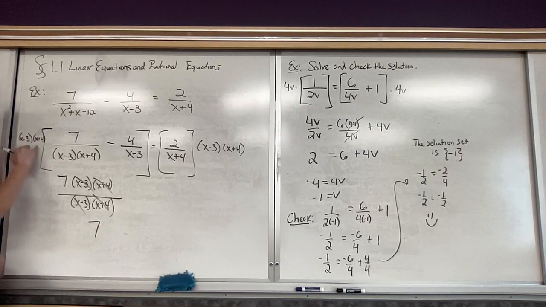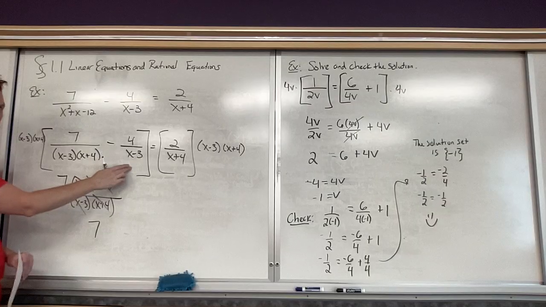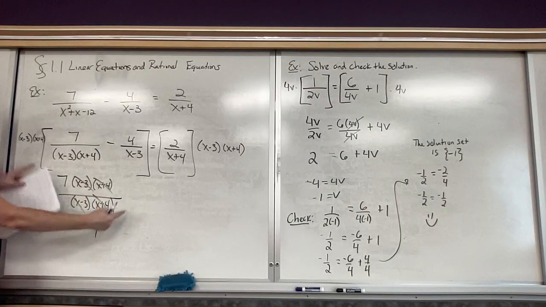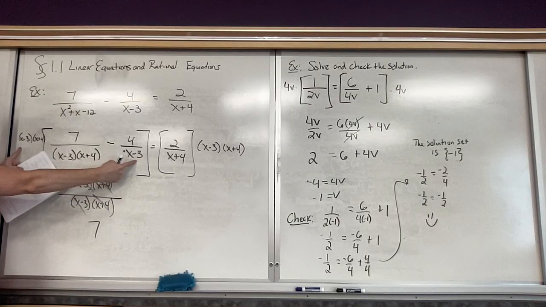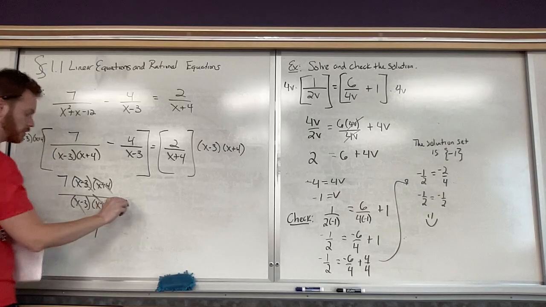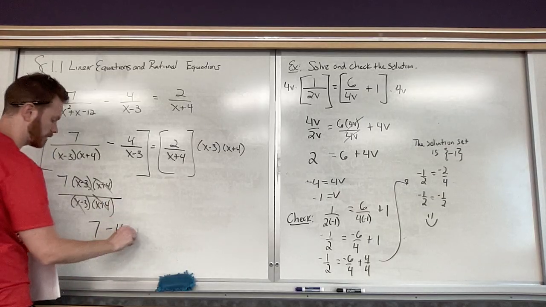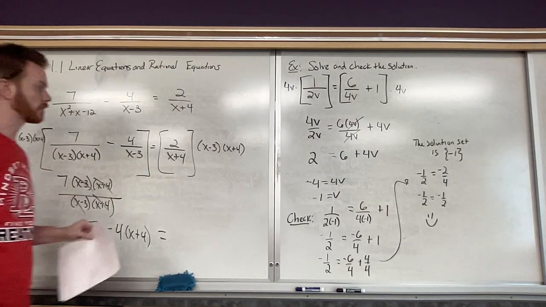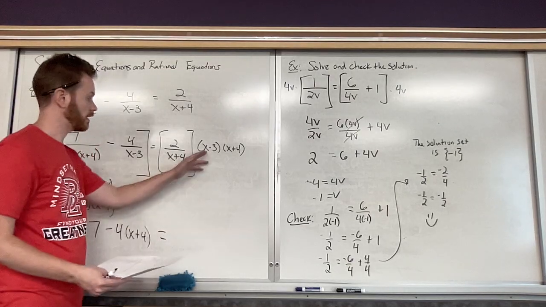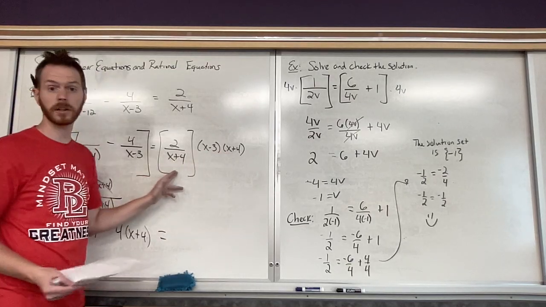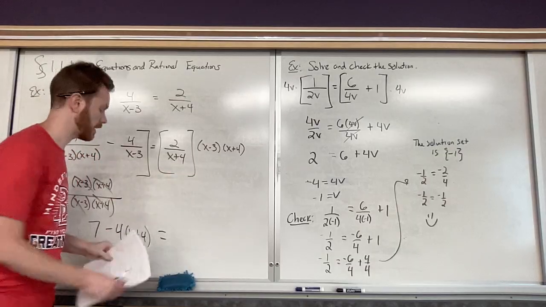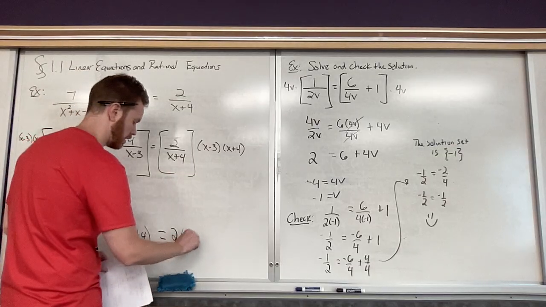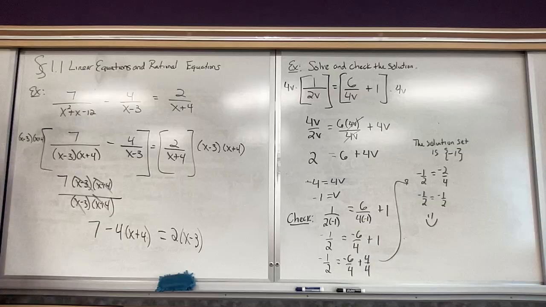If I multiply these two to this, based on this information, the x minus 3's are going to cancel. The only thing that's left is the x plus 4. So this will be minus 4 times x plus 4. And then on the right-hand side, we're going to do the same logic. The x plus 4's here and here, they're going to cancel out. I'm just left with an x minus 3, so this would be 2, and then x minus 3.